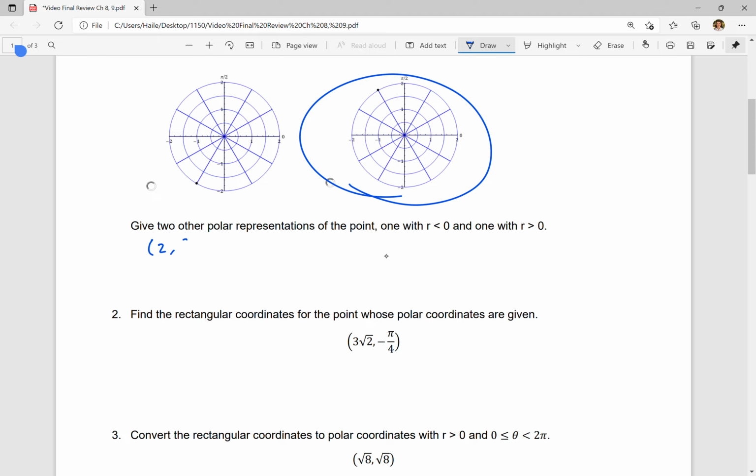So we could do 2 pi over 3 plus 2 pi, which is 2 pi over 3 plus 6 pi over 3, which would give us the point 2 comma 8 pi over 3.